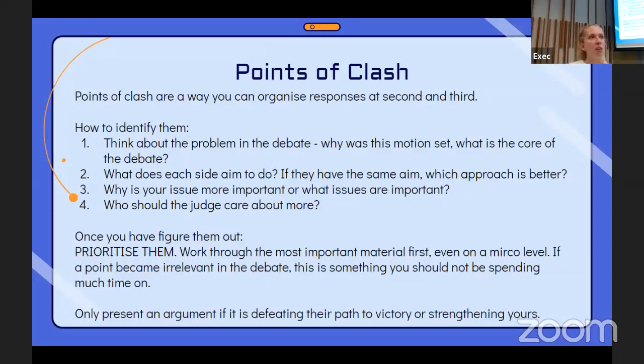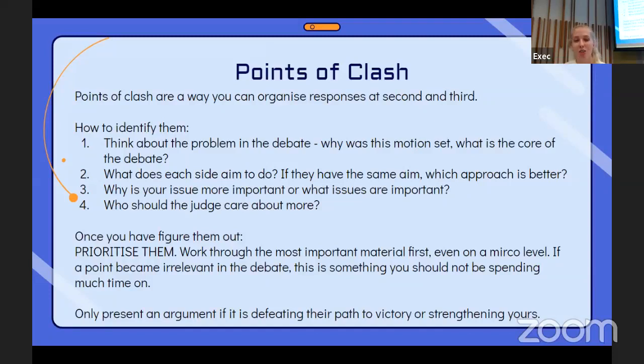Maybe the problem in the debate is that we don't have enough teachers in schools. How are we going to get more teachers in schools? So one should be about school culture, one should be about teacher pay, one should be about the attitudes of students. Getting there in multiple different ways, but everything's working towards the same goal. If that makes sense, everything has to have a purpose, because you have a very, very limited amount of time to get all of your words out there.